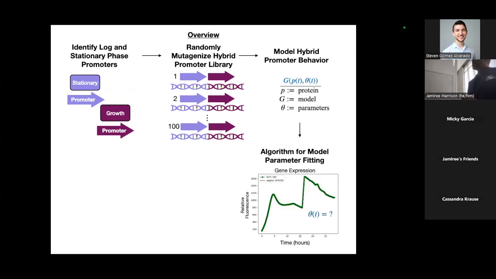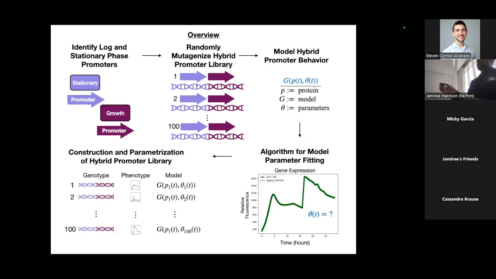After we do that, we're going to take these models which have the parameters, and fit the parameters to the models so that we can reconstruct the phenotypes and understand the math that's going on behind the scenes, and understand the dynamics of the circuit. Once we do that, we would have constructed and parameterized our entire hybrid promoter library. That's essentially the entire goal of this talk and of this work in general.